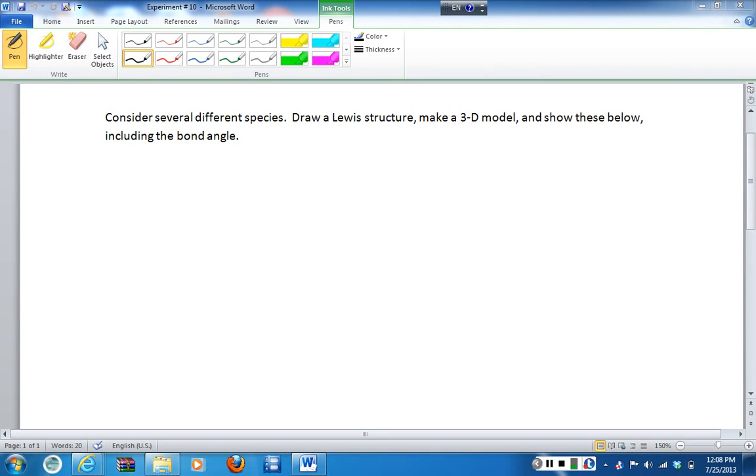Okay, so let's draw and do the example CCl2F2. And if you look at experiment 10, the partial Lewis structure is already given to you. But let's go through and generate the Lewis structure, the 3D model, and determine whether or not this is a polar molecule.